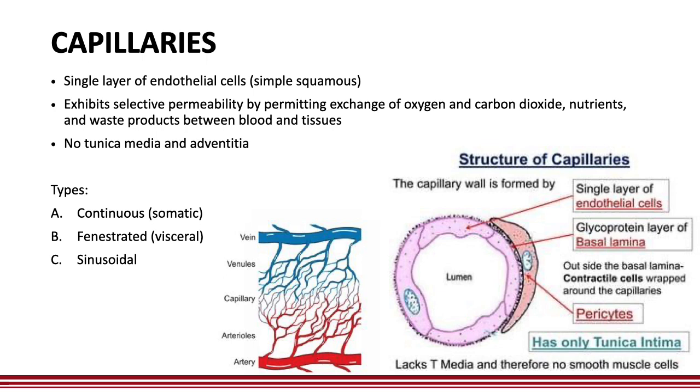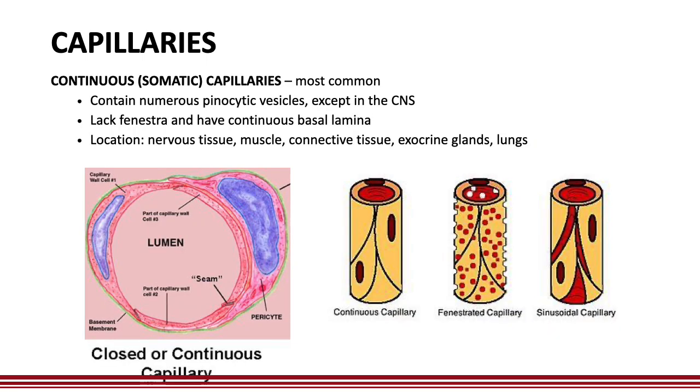There are different types of capillaries, and these include continuous capillaries, fenestrated capillaries, and sinusoidal capillaries. Continuous capillaries are the most common, and they contain pinocytic vesicles, except in the CNS. They do not have holes or fenestrae, and the basal lamina is continuous. Okay? They are located in nervous tissue, muscles, connective tissue, exocrine glands, and the lungs. Okay, so they don't have holes. They do not have fenestrae. Okay, so the lining is continuous.